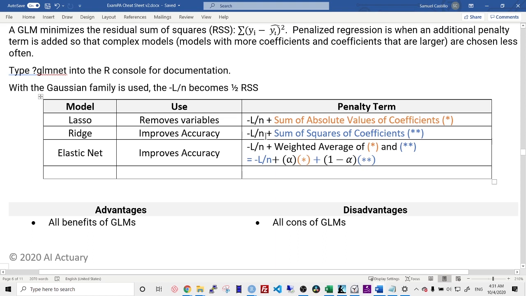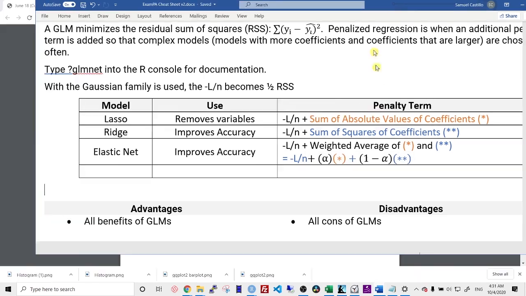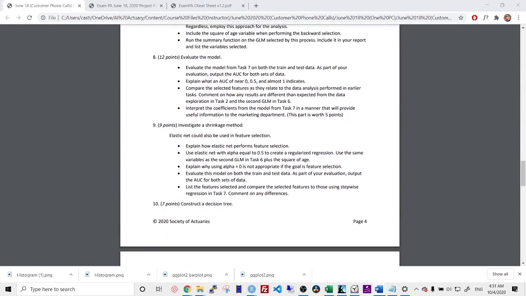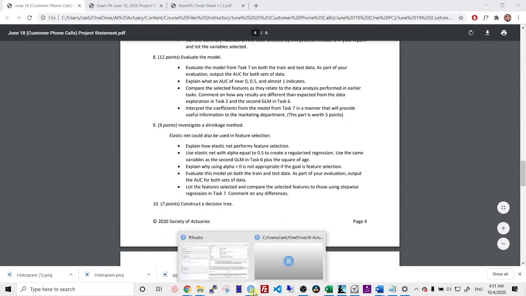The ridge model optimizes for the negative log likelihood plus the sum of the squares of the coefficients. Finally, the ElasticNet optimizes for the negative log likelihood plus a weighted average of this first term and the second term, where the weight is controlled by the alpha parameter. You don't need to memorize all of this for the exam because in the R documentation you can find these formulas.